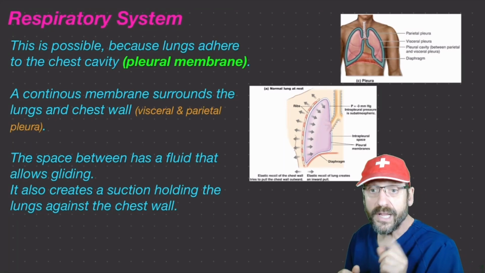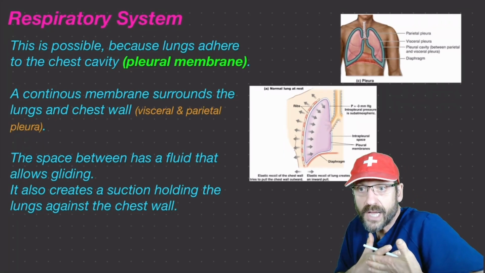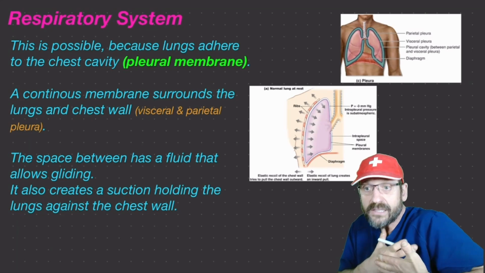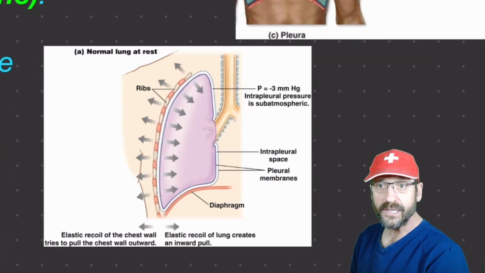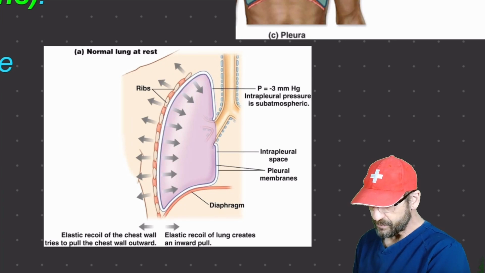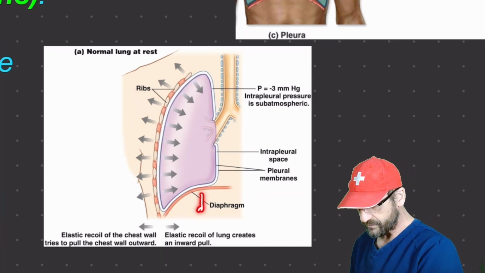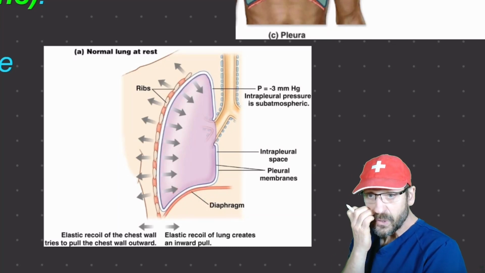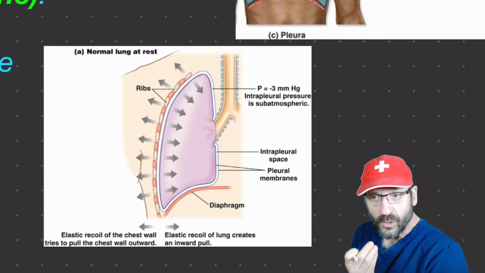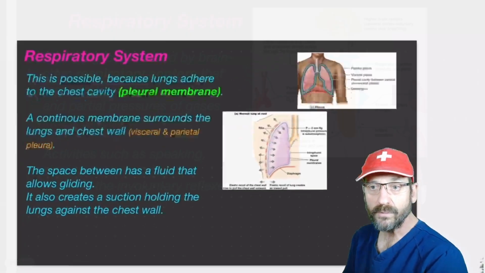But it also creates that suction, and the suction holds the lungs against the chest wall. And when the chest wall expands, it doesn't collapse. And so you can see that right in here. You can see when the ribs expand and go outward in inhalation, or the diaphragm goes downward, this membrane, this internal pressure difference, that suction allows the lung itself to be attached to the chest wall.